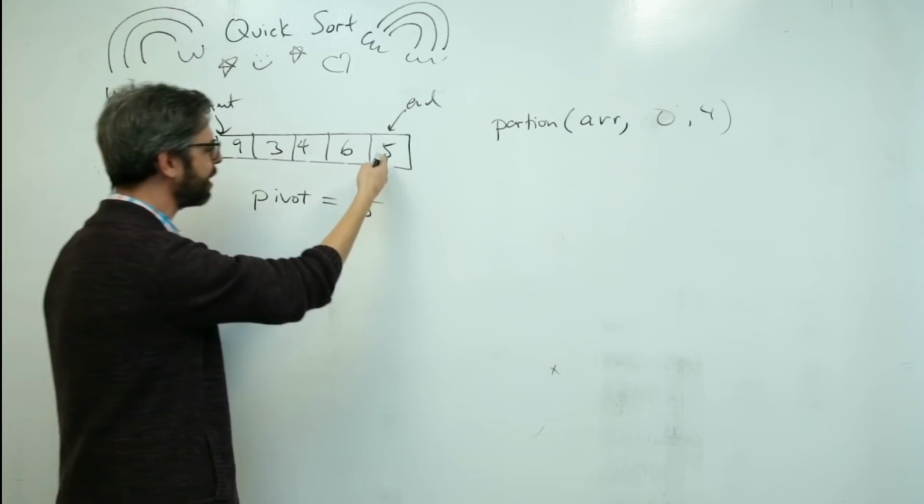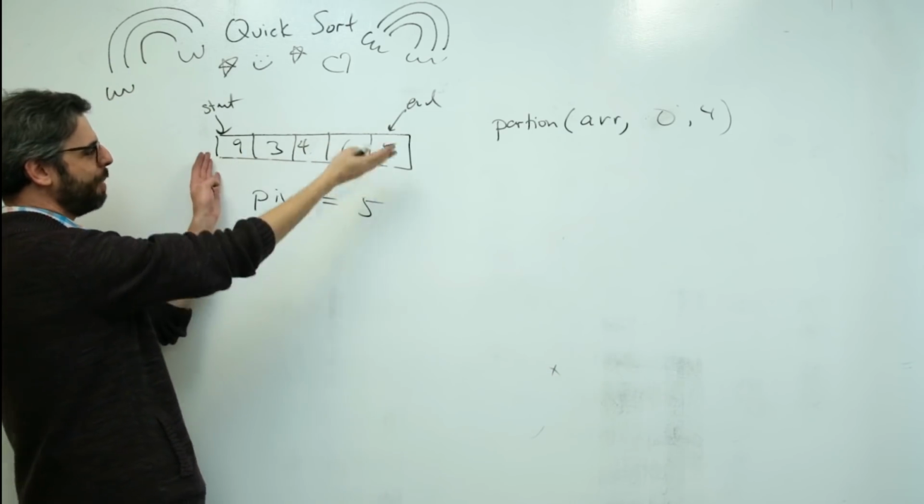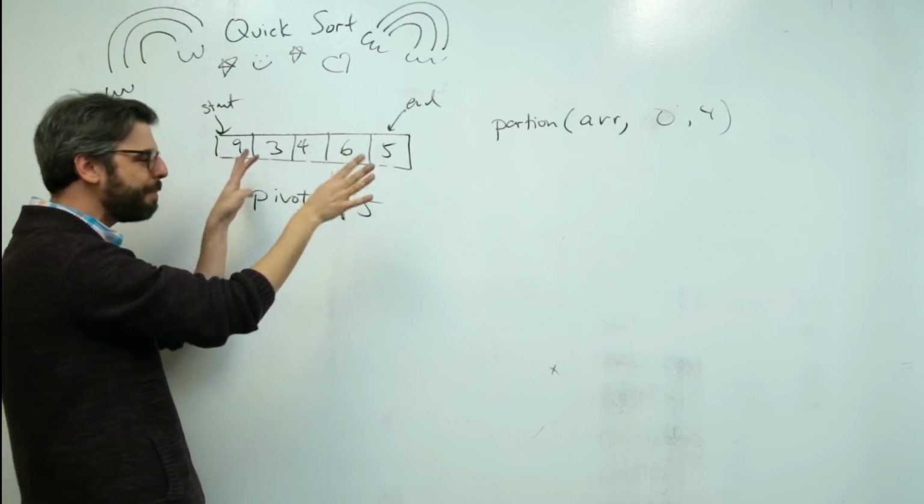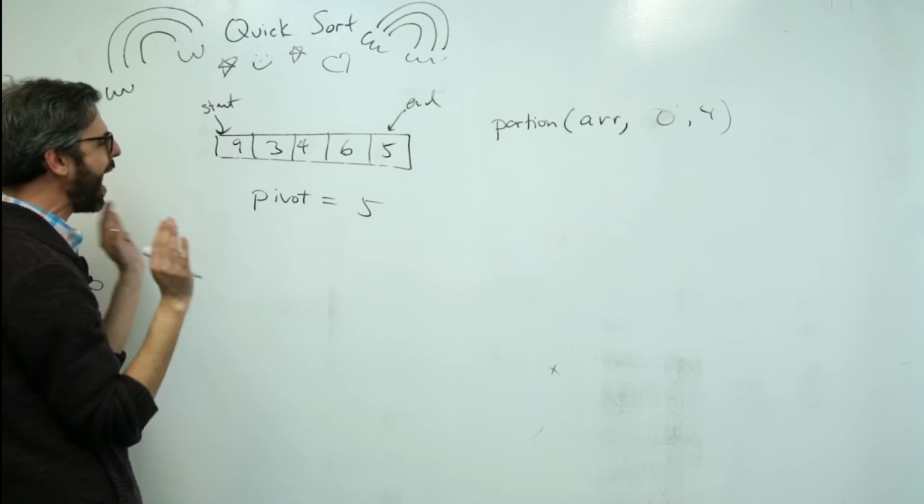Now, it won't always work out that the pivot ends up in the middle, because everything could be bigger in it, and the pivot would end up here, and there'd be nothing on the left side. But I made a little nice example so that it works out cleanly. Okay, so how do we do this?